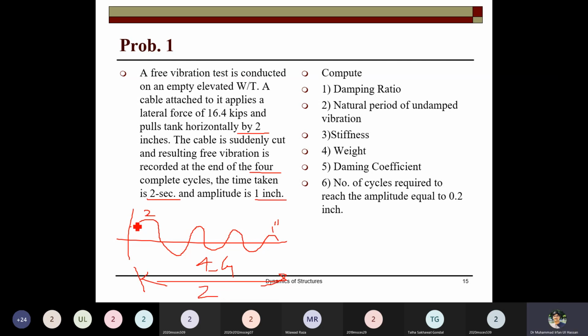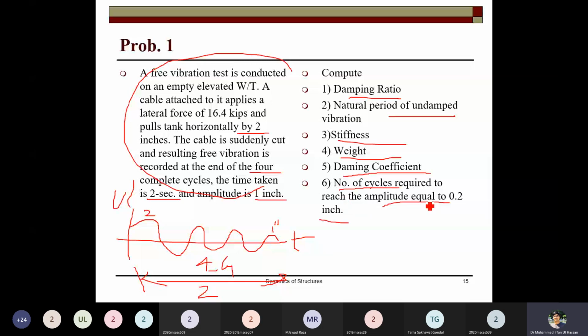Now you can compute the damping ratio and the natural period just from this data. You can compute the stiffness, the weight, the damping coefficient, and the number of cycles required to reach an amplitude of 0.2 inches. We also want to compute the number of cycles. So all of these are possible: if this tank keeps on vibrating, how many cycles are needed so that the amplitude will come down to 0.2 inches.